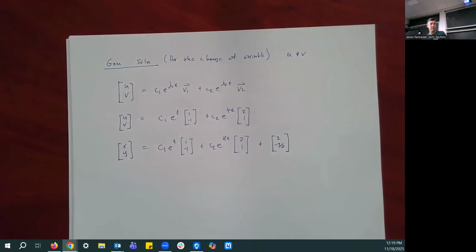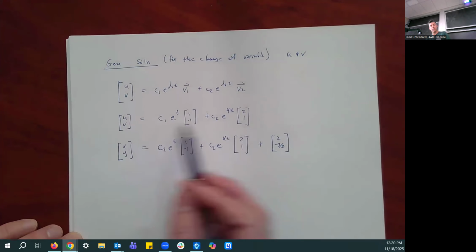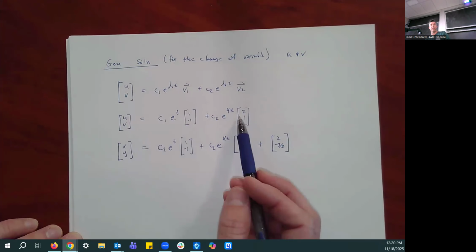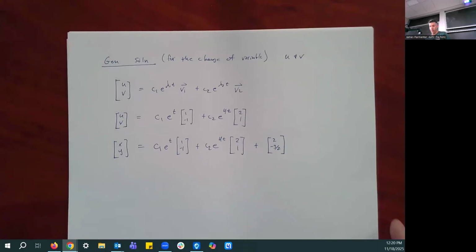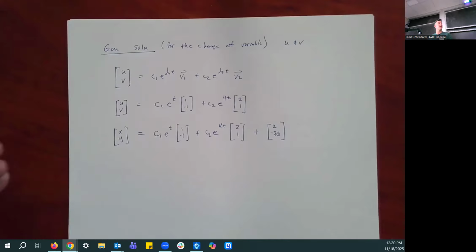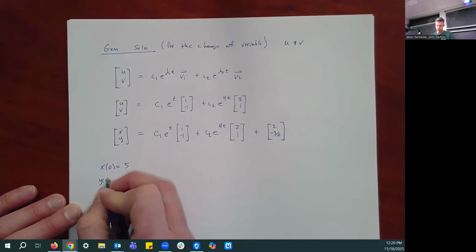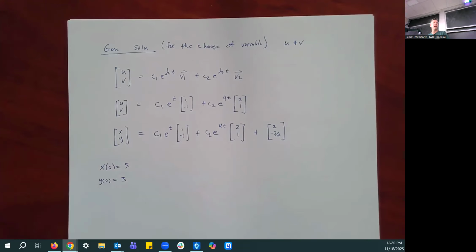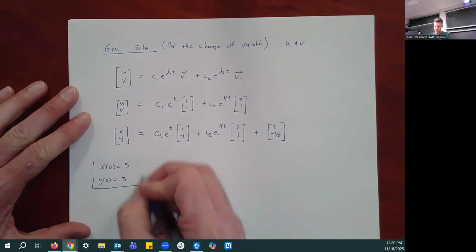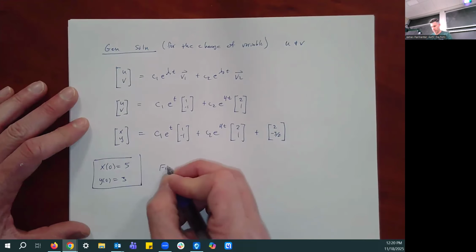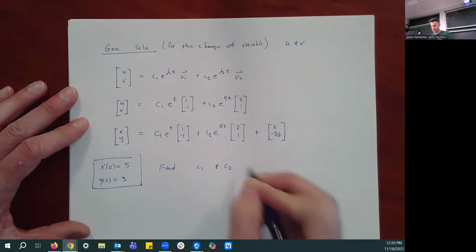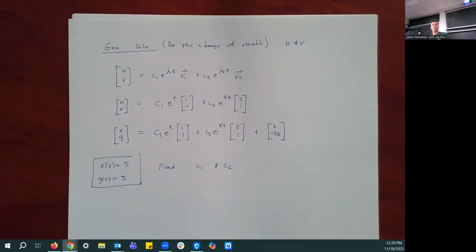I should also point out, if you're asked to plug in some initial conditions to find the particular solution, you have to wait until after you change back. You can't from this change of variables here find the C1 and C2. You have to wait until after. So let's say we were given an initial condition of x of 0 equal to 5 and y of 0 equal to 3. Sure, that seems probably not terrible. Let's go ahead and solve for C1 and C2. I'll let you all work on it.